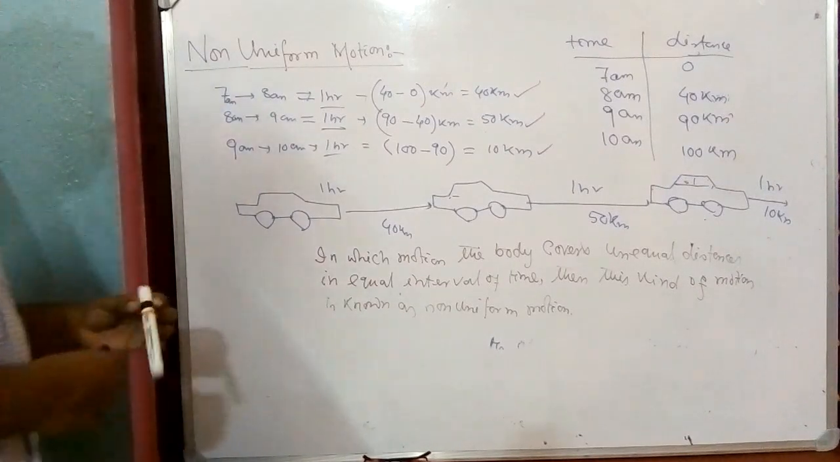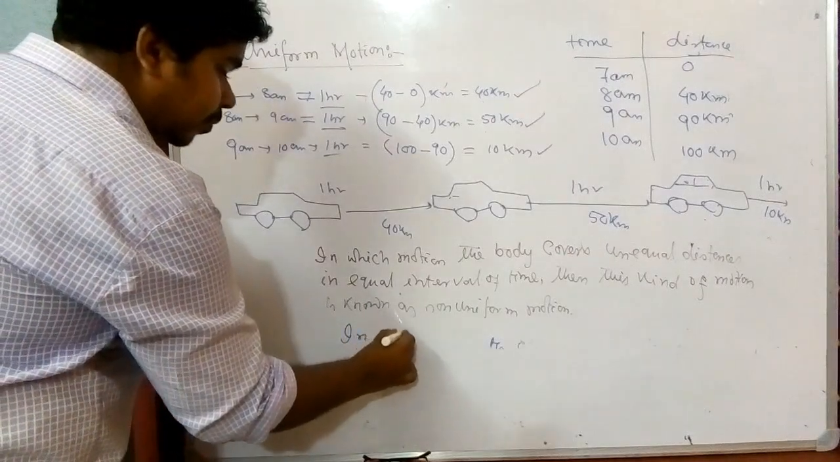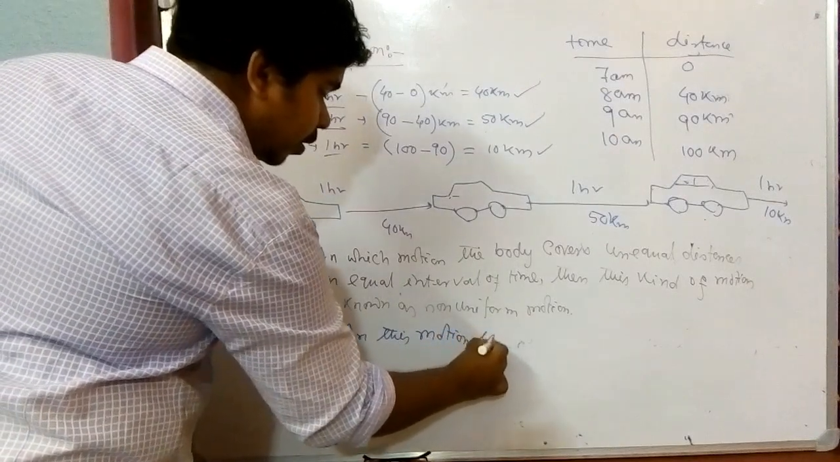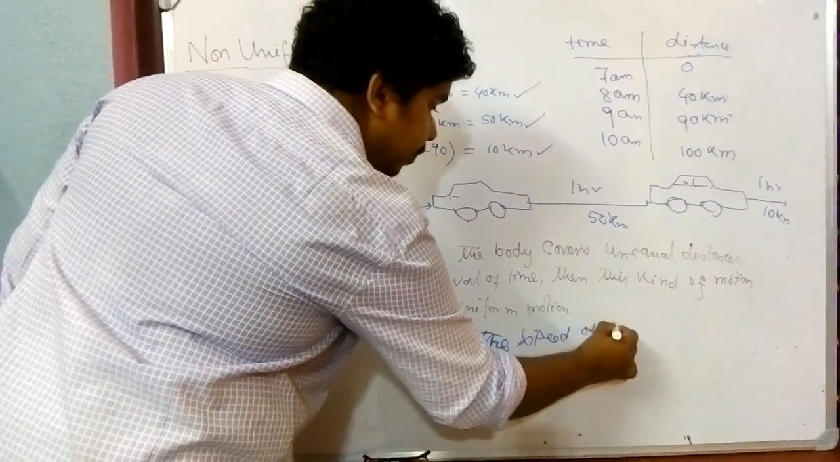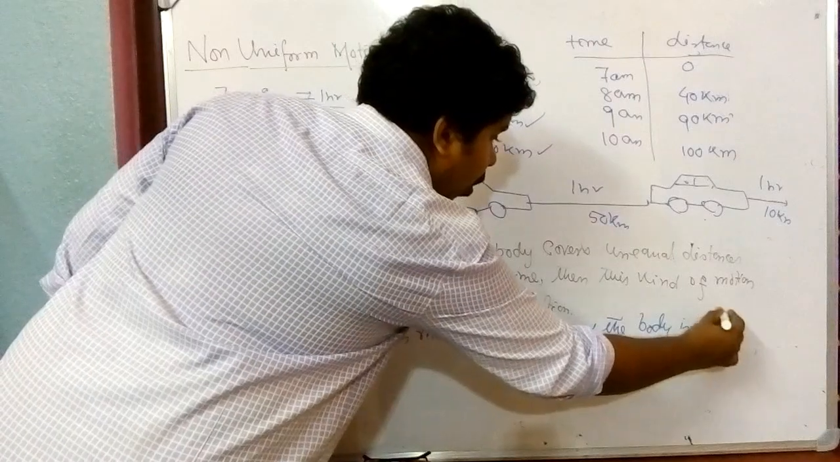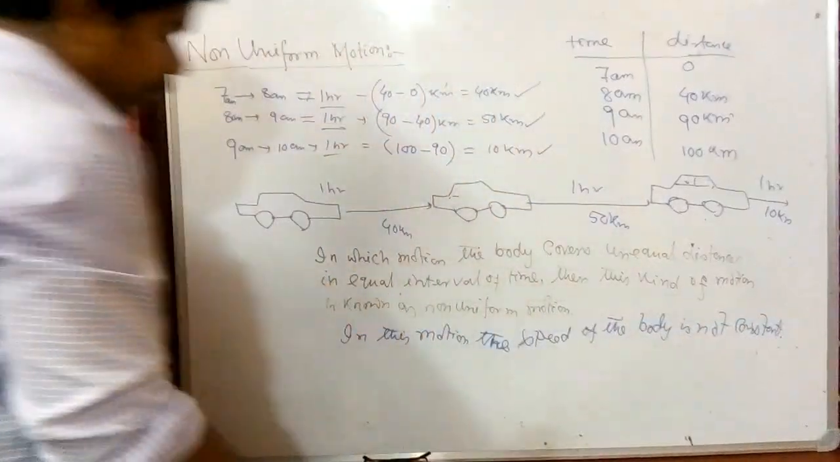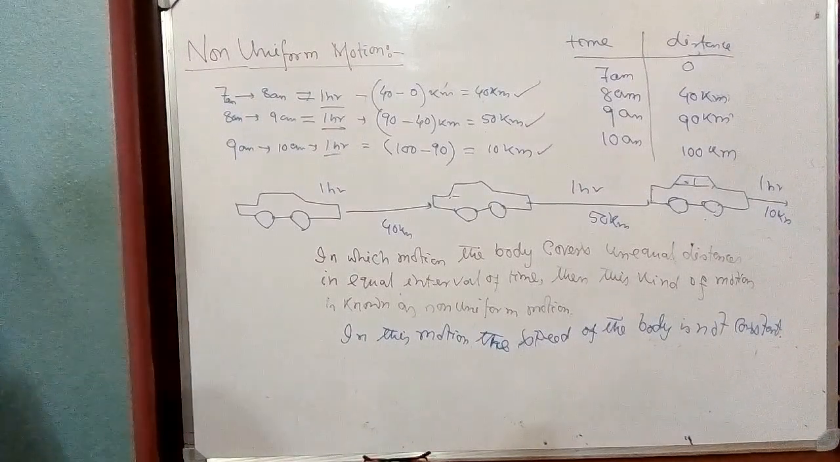And one very important thing we have to mention here, that in this motion, the speed of the body is not constant. Okay, in this kind of motion, the speed of the body is not constant. Meaning, what is the meaning of it?